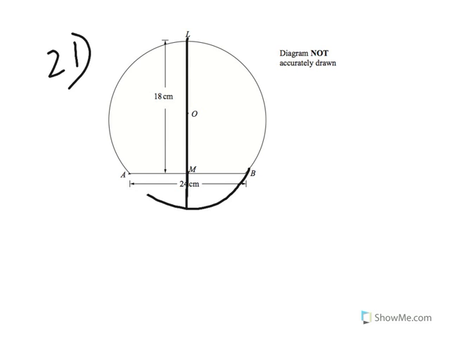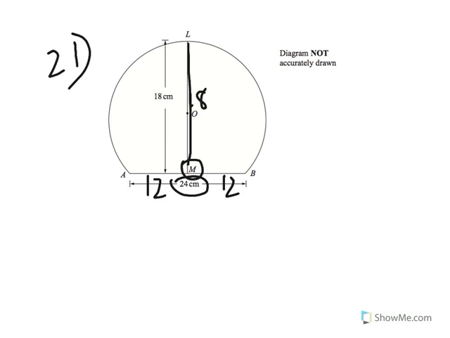It's a bit complicated, okay? So I'm going to guide you through step by step. So first of all, we got to find out what do we have. We have that this is 24. And this is the midpoint of 24, meaning on each side it's 12 and 12. Next, we know that this whole length, LM, is 18.